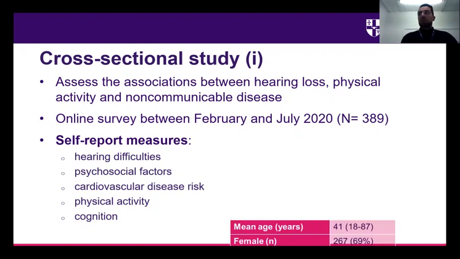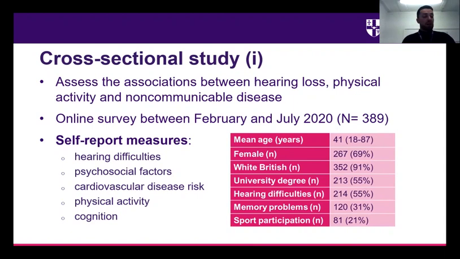In total, during this period, we recruited around 389 adults with an average age of around 41 years, but they ranged from 18 to 87. Most identified as female, were white British, and were highly educated. So there was a slight sampling bias there.